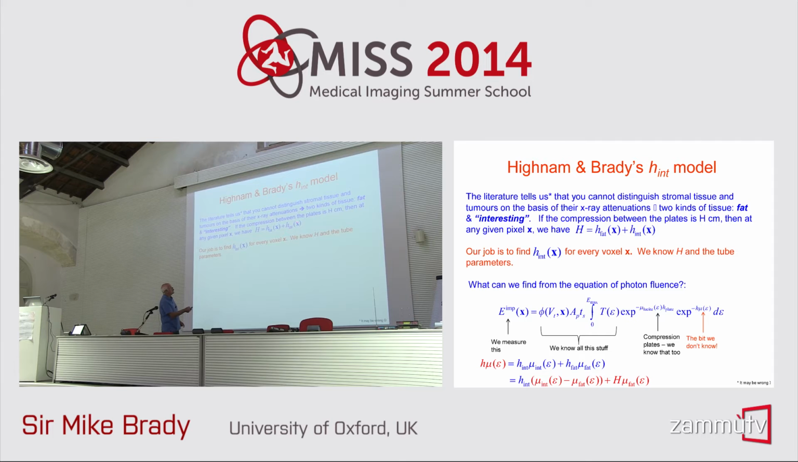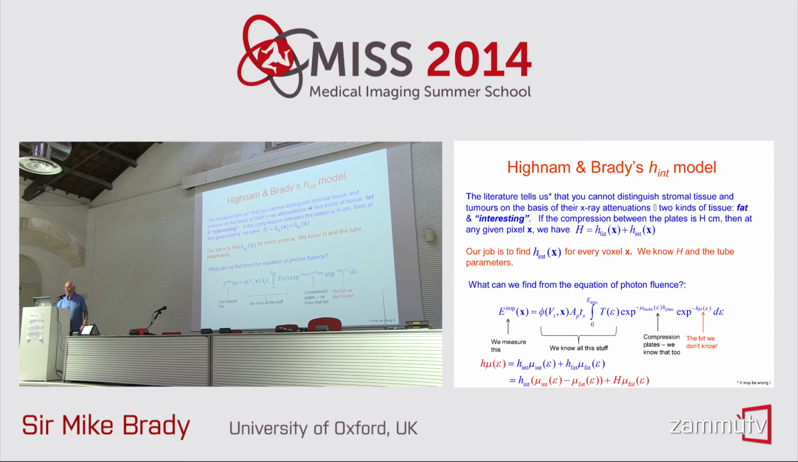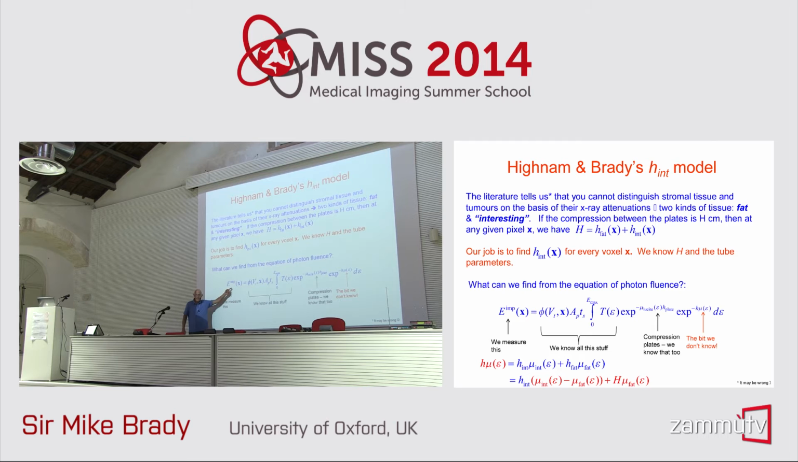So our job then is to find that there. That's the number. So, from our equation, which I just gave you, we measure this. We know all that stuff. We know the compression plates. So the only thing we don't know is that. Okay? So with a little bit of smarts and a patent, you can figure out that that thing is just that there with the appropriate attenuation characteristics, which you can then rewrite as h is equal to h fat plus h int. And hey presto, if you plug in the fact that you know what those attenuation factors are, you can solve for this thing, h int. Okay?